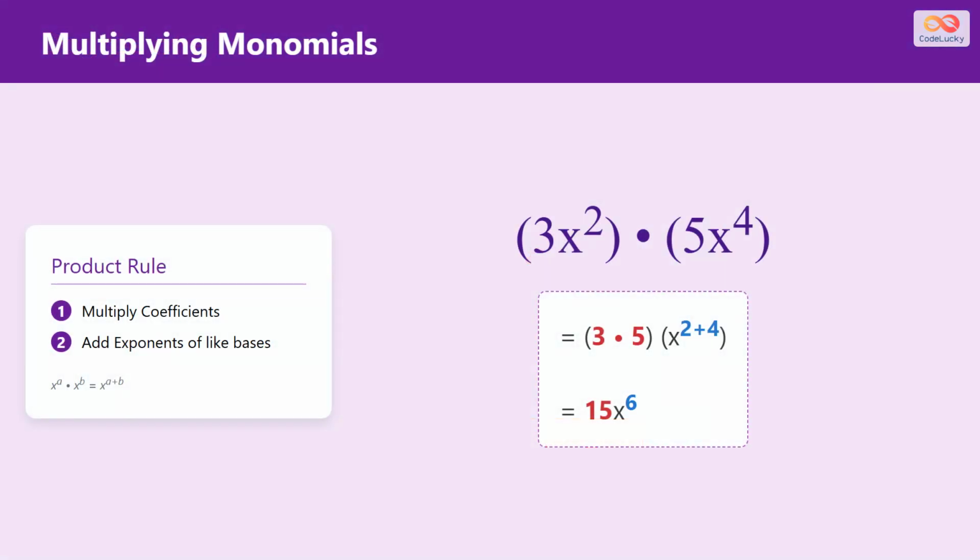When we multiply monomials, we use the product rule. First, multiply the numerical coefficients. Then, add the exponents of the like bases. In this example, 3 times 5 gives us 15, and x squared times x to the 4th gives us x to the 6th.